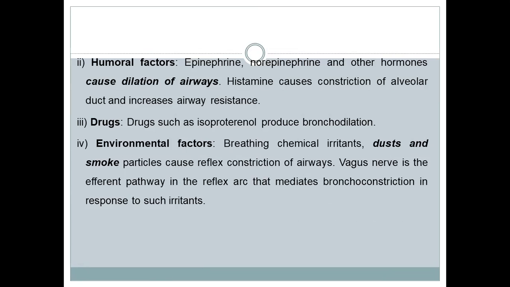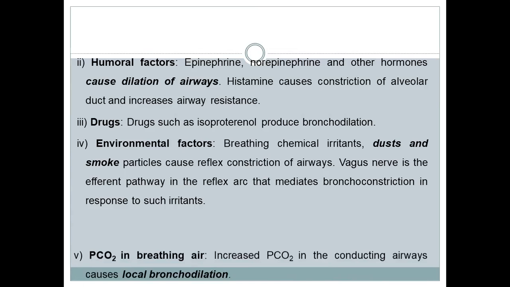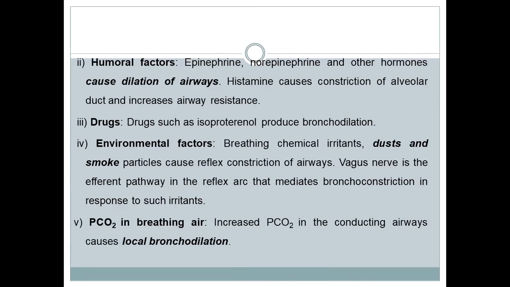Then environmental factors also play an important role on the bronchial smooth muscle, like breathing chemical irritants, dust, and smoke, that cause reflex constriction of the airways, generally through the vagus nerve. These irritants cause bronchoconstriction, so these environmental factors you have to keep in mind. Increased PCO2, partial pressure of carbon dioxide, also causes local bronchodilation. So it is going to affect the airway resistance. So that is the third important factor which is affecting the airway resistance.